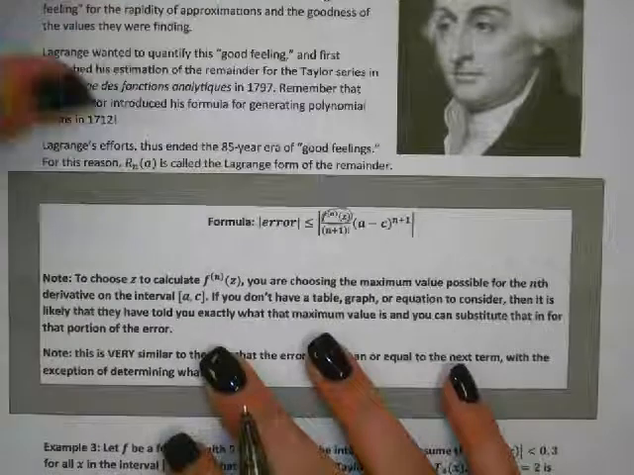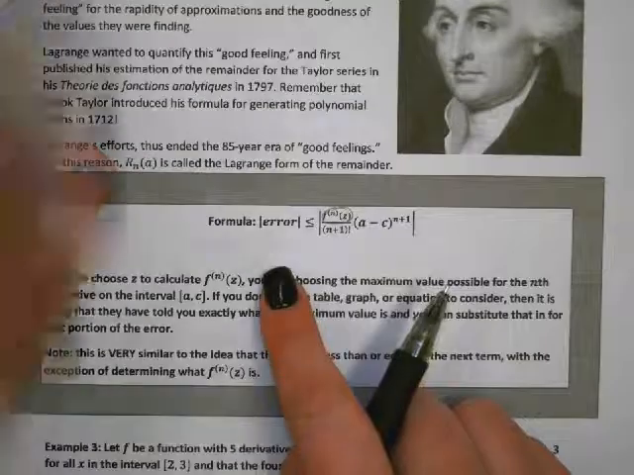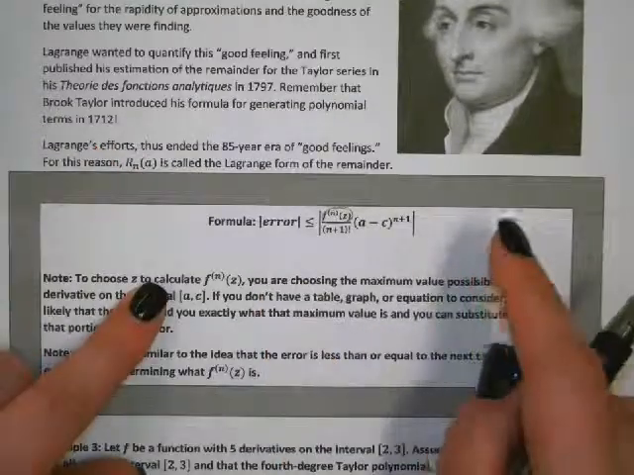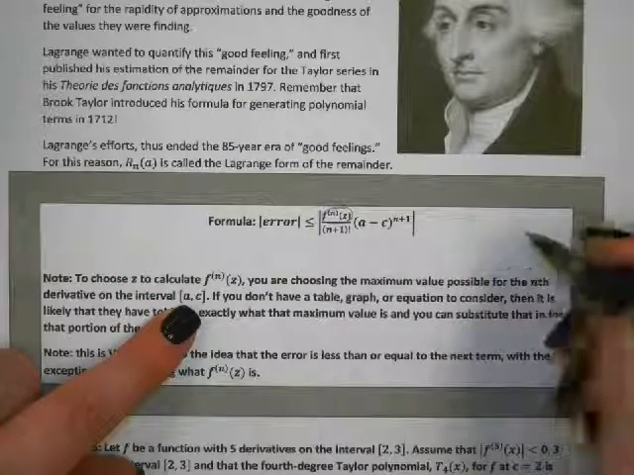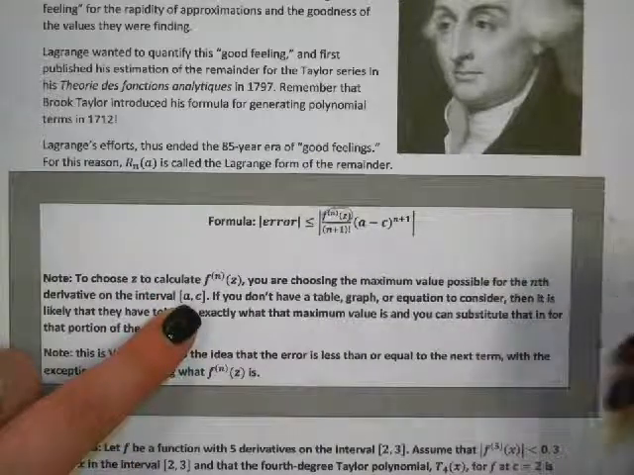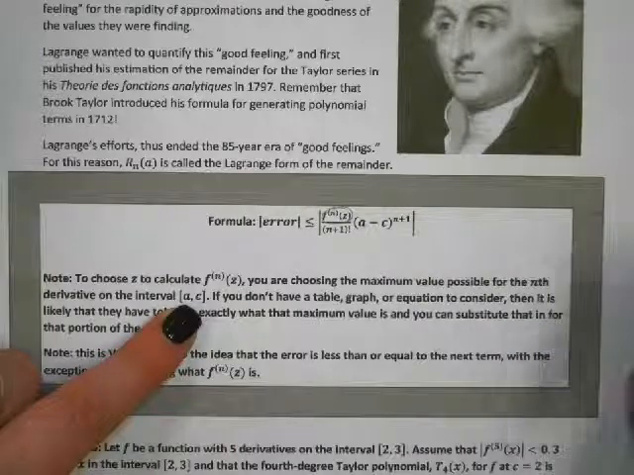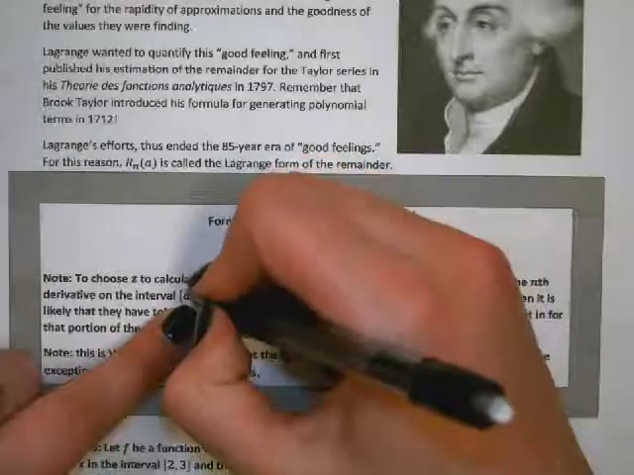All right, so what this is saying is whenever we consider one of these problems, we're going to have an interval from A to C. A is the number that you are trying to evaluate the curve for. So that A is the value that you're approximating, okay?